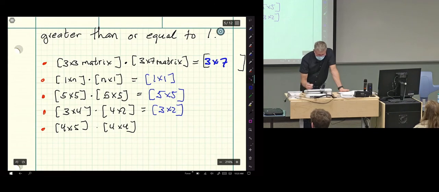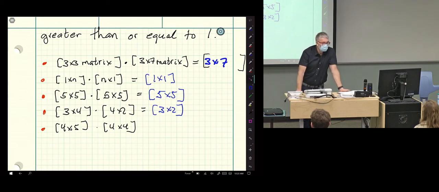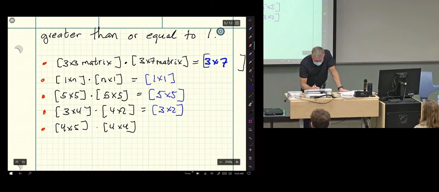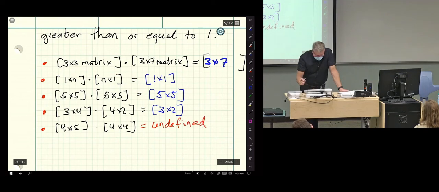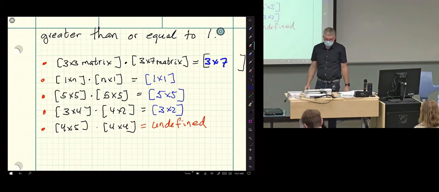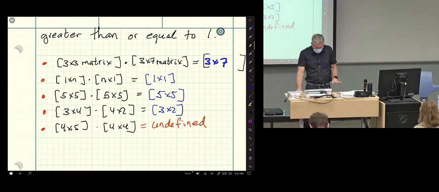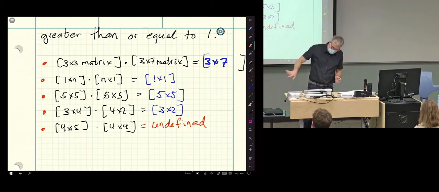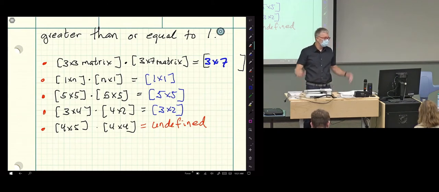And here we have 5 columns, 4 rows. 5 is different than 4, so the multiplication does not make sense, okay? So this is undefined. Okay, so we only know how to multiply matrices when the one on the left, its number of columns is equal to the number of rows of the matrix that follows it. That's the key part.